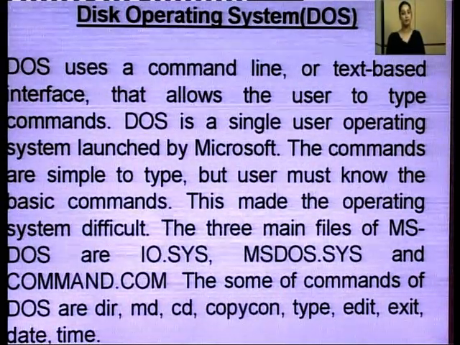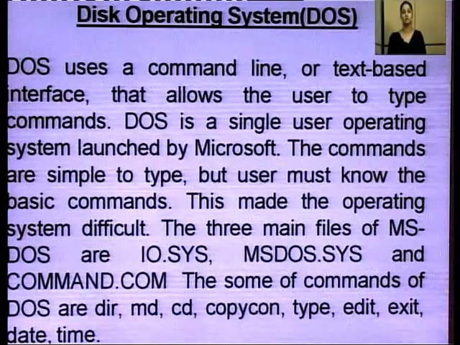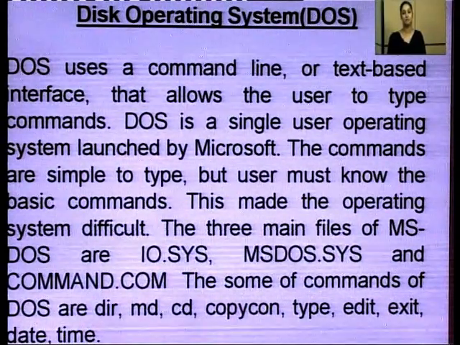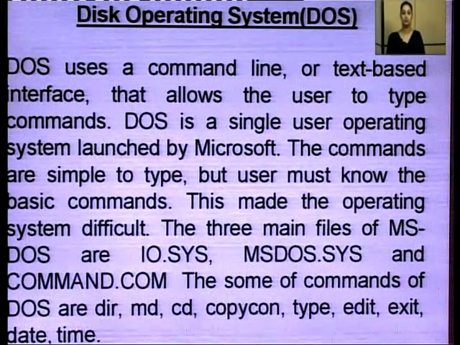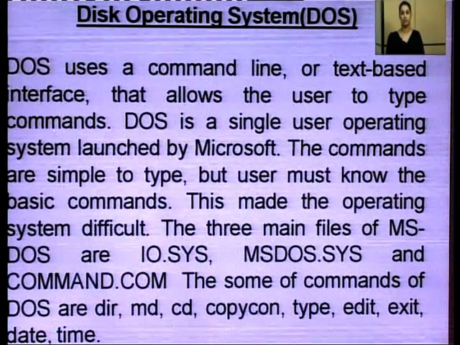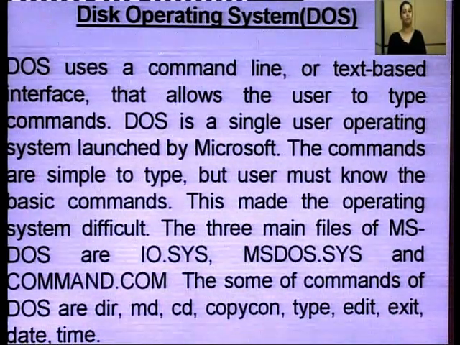There are three main files of the DOS operating system. When we install the DOS operating system in our system, three files come, and they are MS DOS. It contains all the functions of the system.